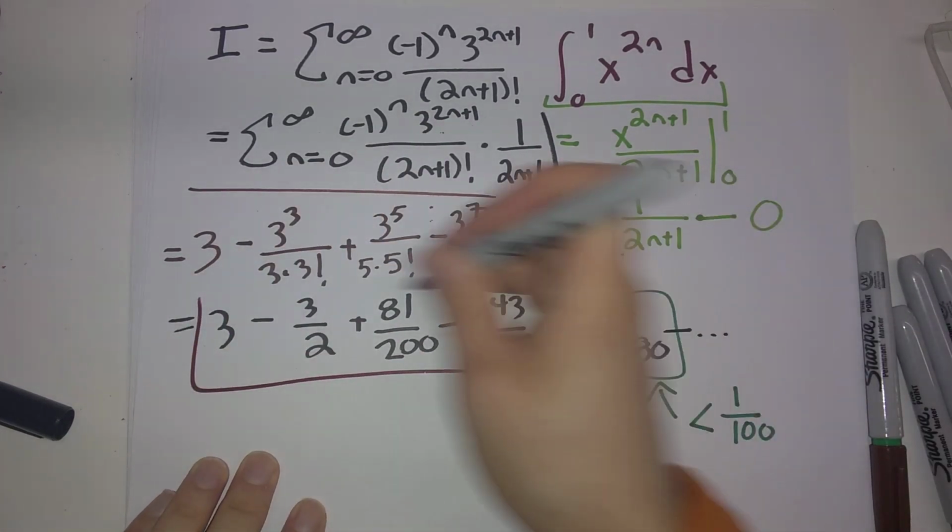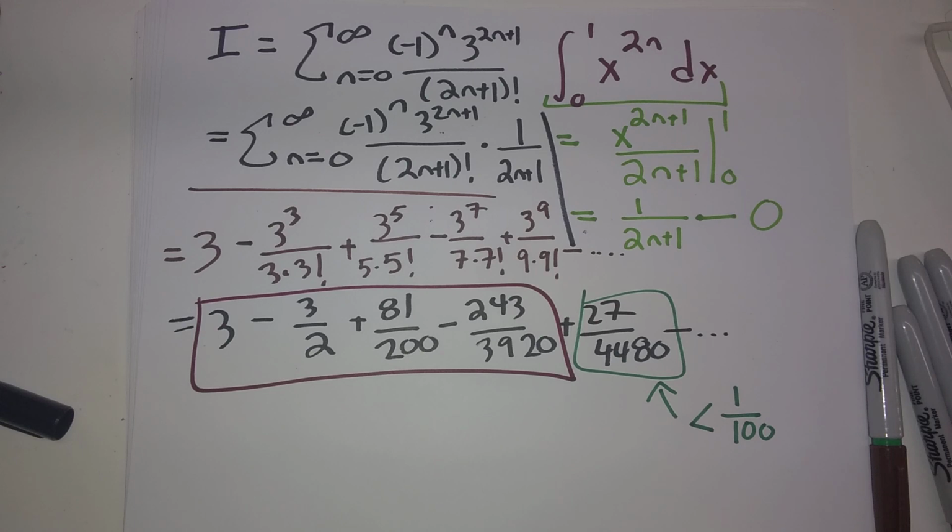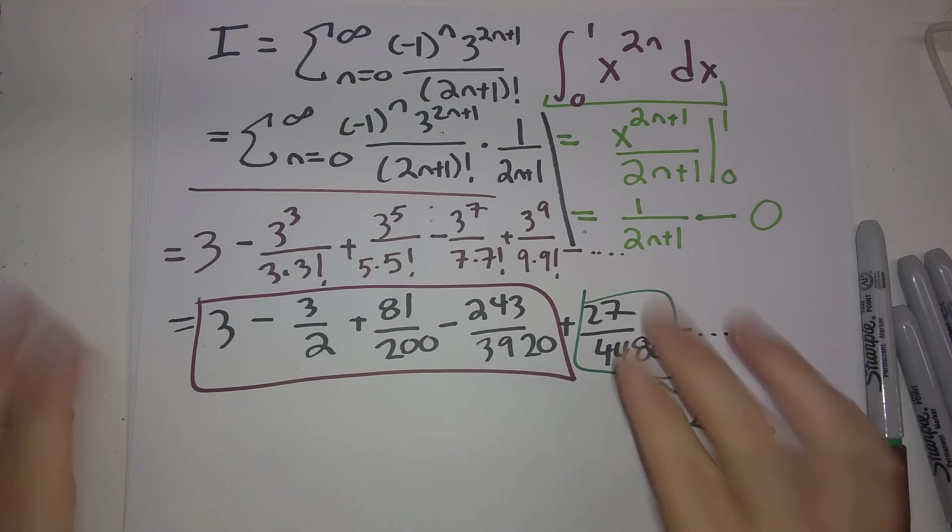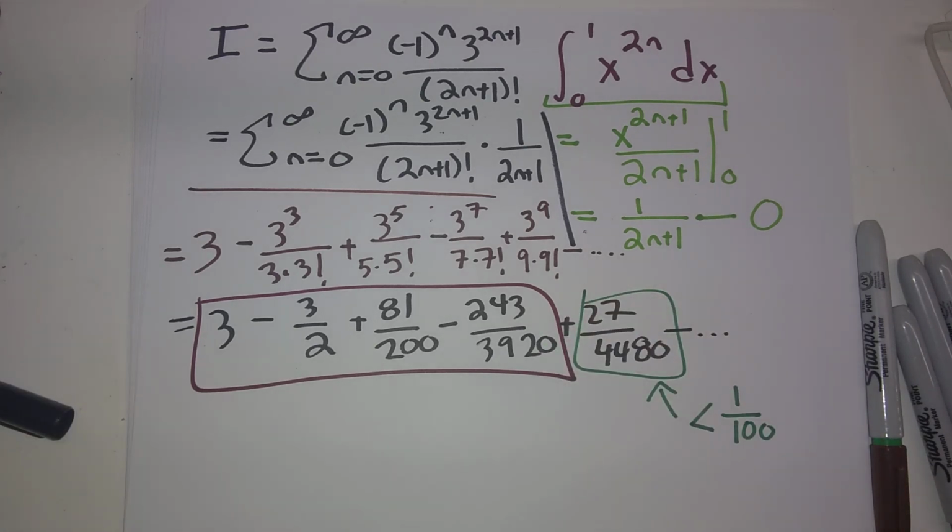So how many terms do we need? We need these 4 terms, the terms for when n runs from 0 to 3. We're guaranteed to know that our truncated sum for these 4 terms is within 1 in 100 of the actual answer.